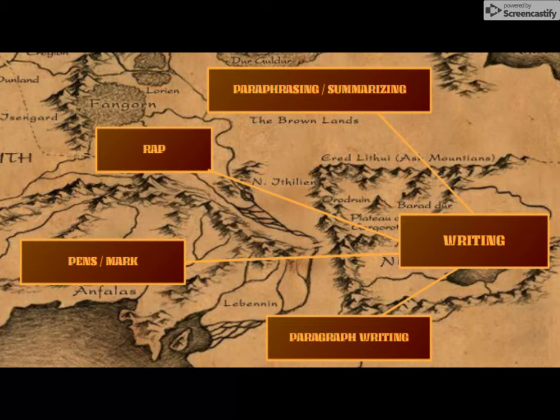RAP, again, you saw that with reading. That also has a big tie-in with writing, because if you're predicting something, we're going to ask you to write down those predictions and check back up and write about, well, maybe your prediction was incorrect or correct because of a certain reason. That's why RAP is tied into writing.